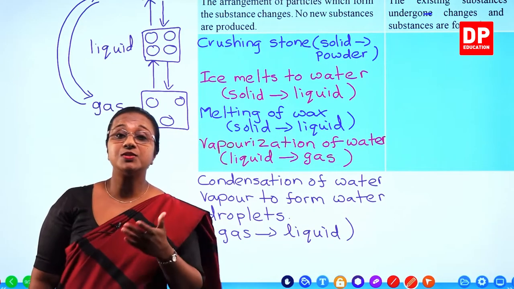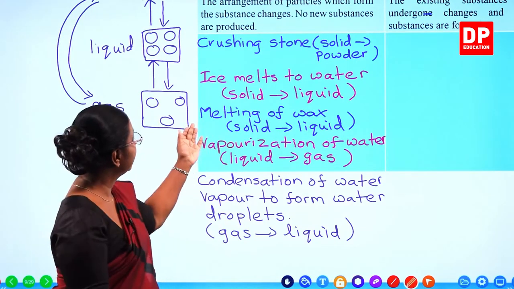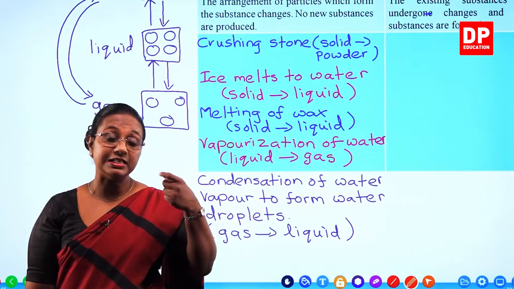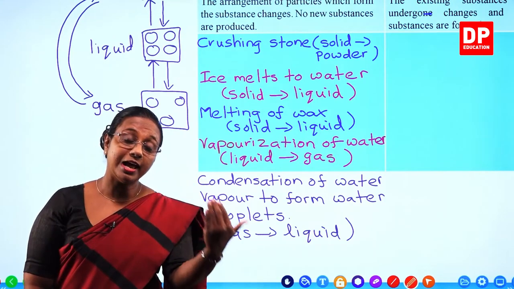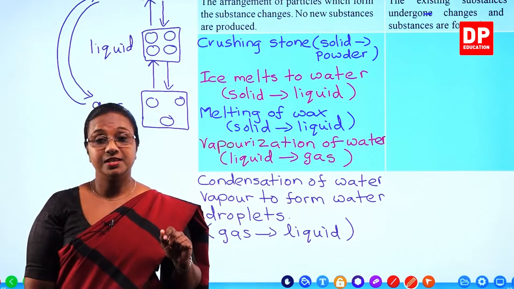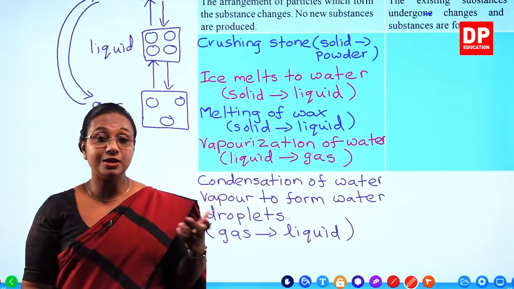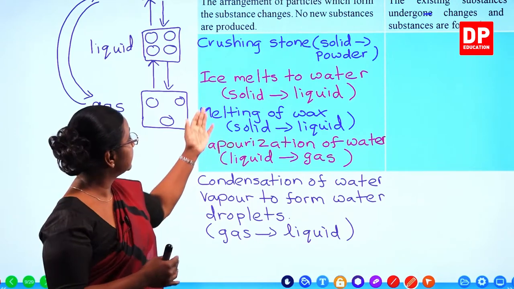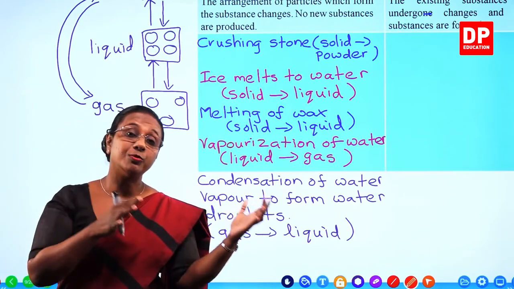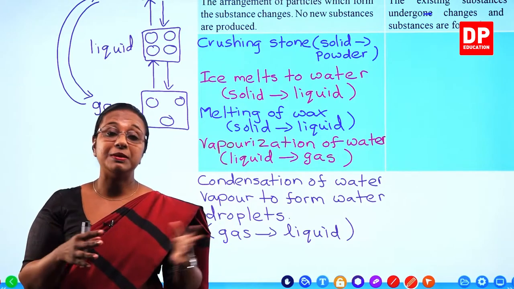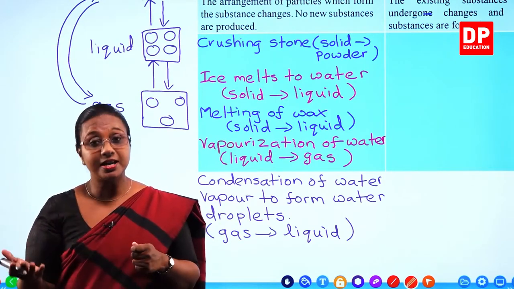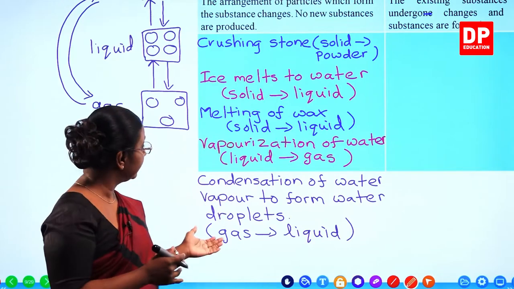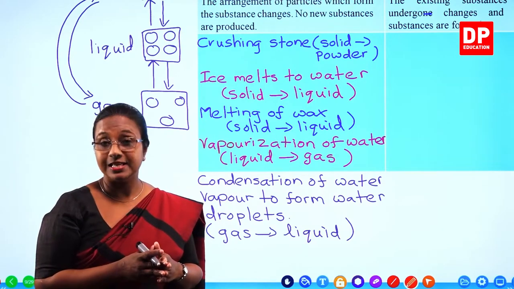Like these, students, you can also think of many changes. When we said melting of wax, candle wax, when you burn a candle, you see the candle wax melting, the liquid wax forming, and when it flows down, it solidifies again. Like I said, ice melts to water, and when you put water into ice cube trays and keep it in the fridge, it freezes and becomes ice. So liquid becomes solid. Like that, we have looked at different types of physical changes.